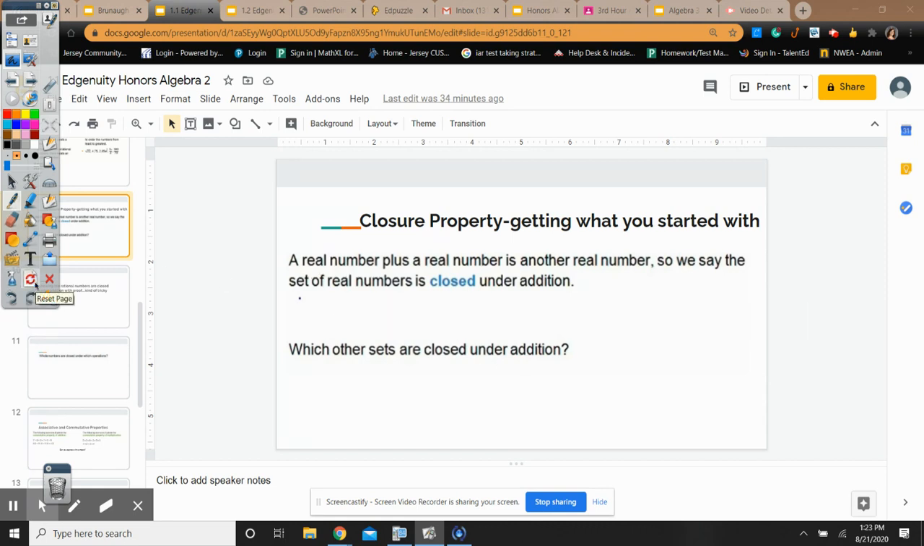Now, what other sets are closed under addition? So let's talk about the natural numbers. The natural numbers are your 1, 2, 3, 4s. If I add any of those numbers, am I going to get another number that is natural? Well, let's think about it. 1 plus 4, 1 plus 3. All of those will still give me natural numbers. So the natural numbers are closed under addition.